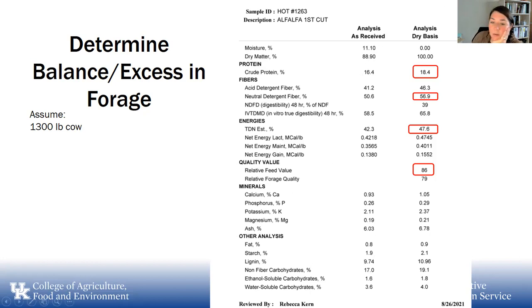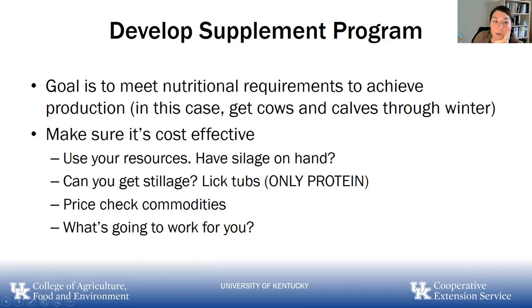So now we want to develop a supplement, knowing those numbers. We're going to take that hay sample and go over and use the forage supplement tool here in just a second. And once again, our goal for supplementation is to meet nutritional requirements to achieve milk production. In this case, get cows and calves through the winter without lowering their BCS too terribly bad.